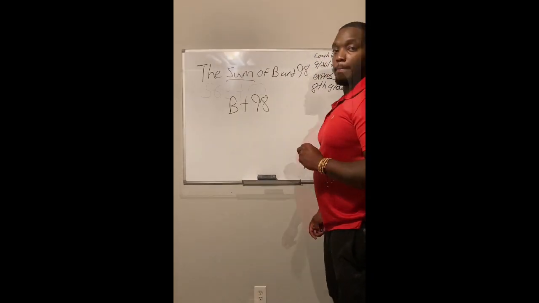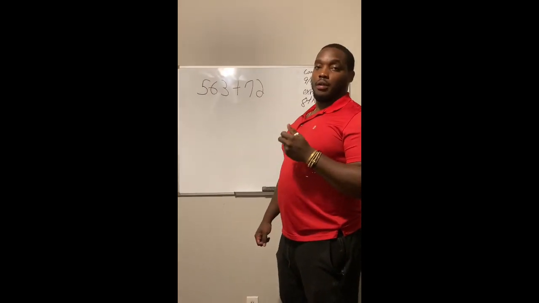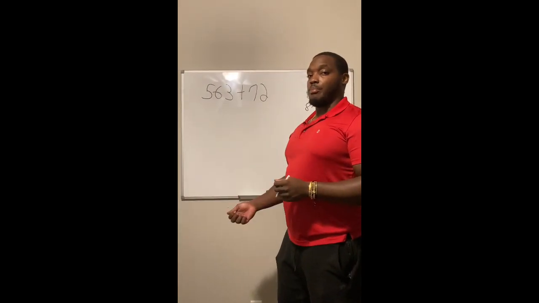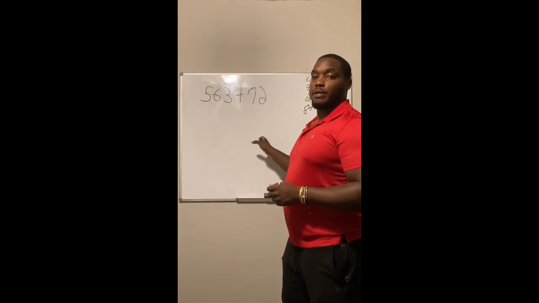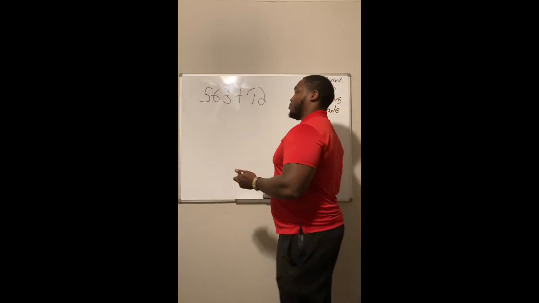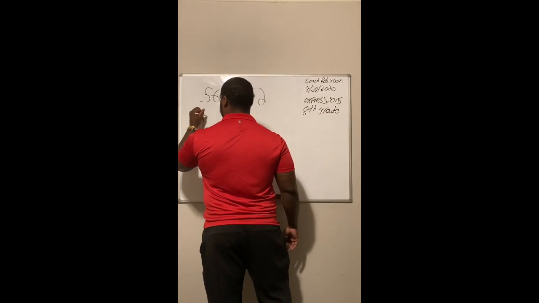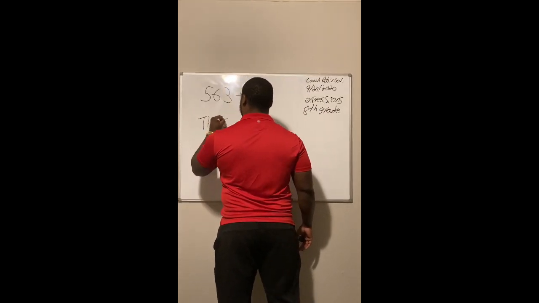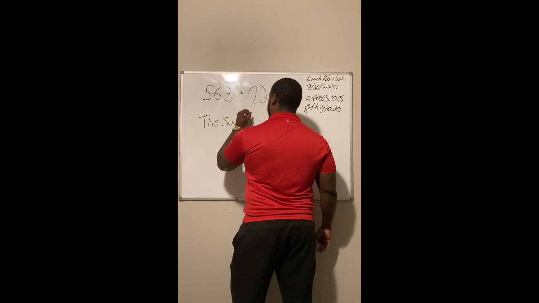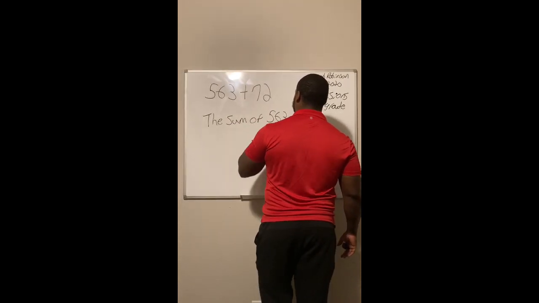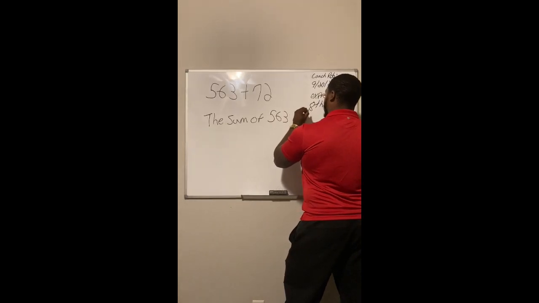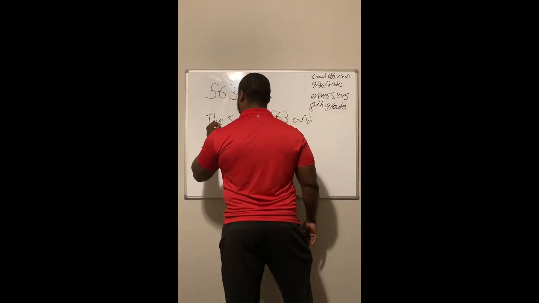Okay, so now we're going to write an expression for the mathematical operation. So 563 plus 72, you will just simply write the sum of 563 and 72.